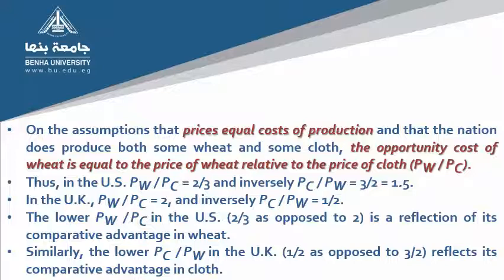Accordingly, the lower price of wheat relative to the price of cloth in the United States is a reflection of its comparative advantage in wheat. Similarly, the lower price of cloth relative to the price of wheat in the United Kingdom reflects its comparative advantage in cloth.